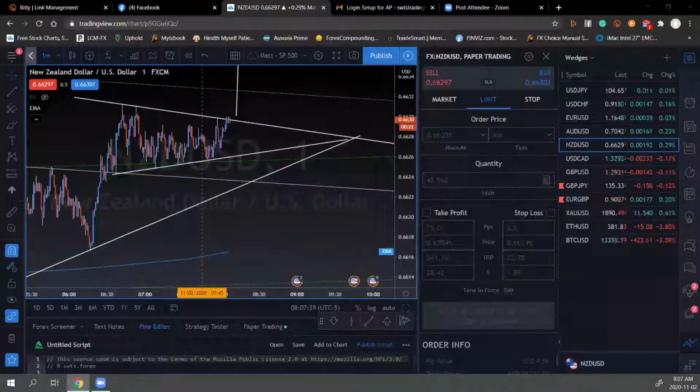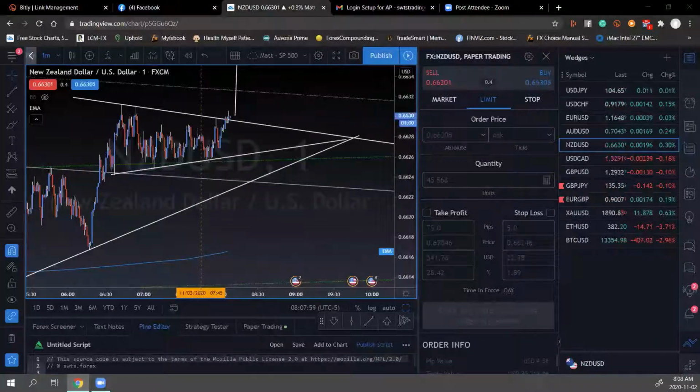Let me see. The computer is nice and slow this morning. Great. Yeah, it took like a whole 30 seconds to load TradingView. Oh yeah, wow.